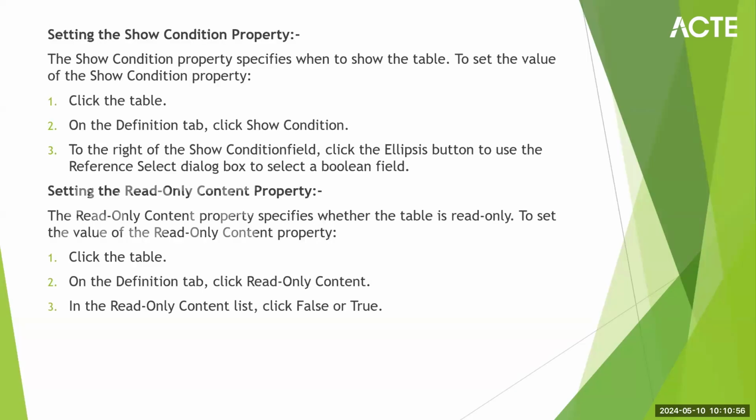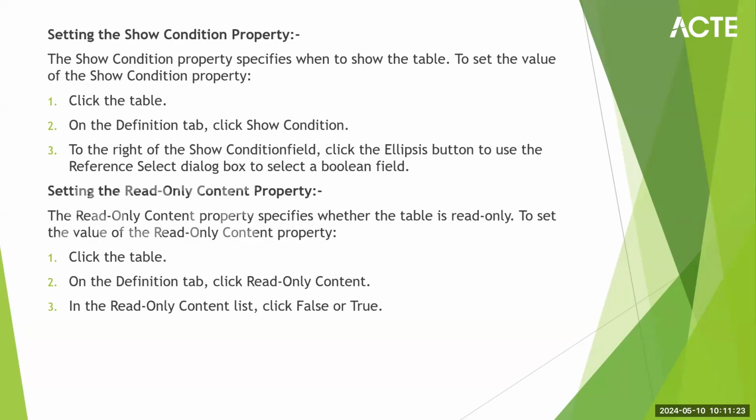Setting the show condition property. Nothing but when that particular table should be displayed. Suppose you have a condition like the particular table should be displayed only for that particular state, or for that particular coverage, or when the commission percentage is a certain value, or for any additional insured. Those kinds of conditions you can map for that particular table.